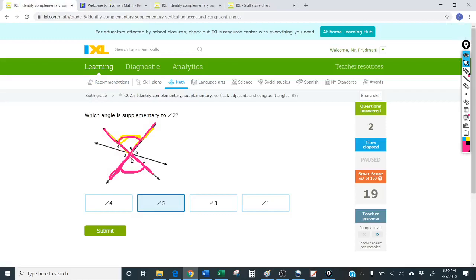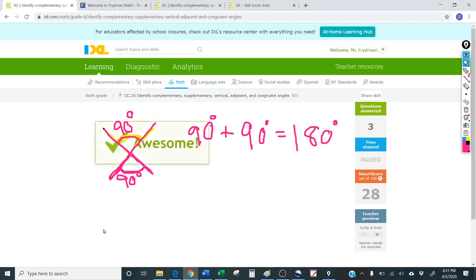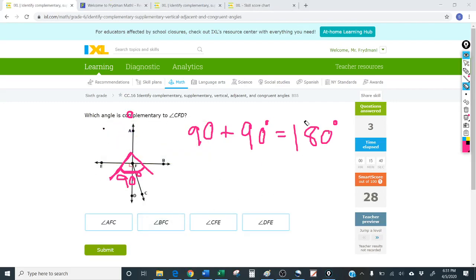So if angle 2 is 90 degrees, and angle 5 is equal to it, angle 5 is also 90 degrees. But wait a minute, 90 degrees plus another 90 degrees is equal to 180 degrees. So actually angle 2 and angle 5 do add up to 180 degrees, which makes them supplementary. So I can go ahead and submit that answer. All right, let's try the next one.